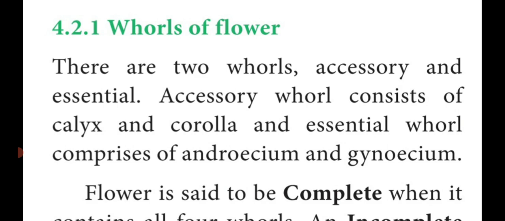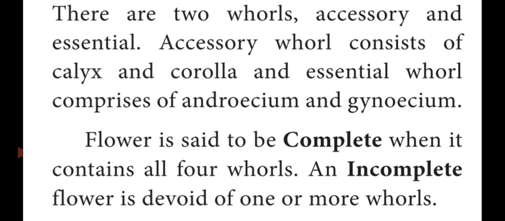Dear students, according to the number of whorls, the flower is also divided into different types. If the flower contains all the four whorls, calyx, corolla, androecium and gynoecium, all the four whorls present in a flower, that flower is known as complete flower. If one of the whorls is absent, that flower is known as incomplete flower. Dear students, this is an important 2-mark question.